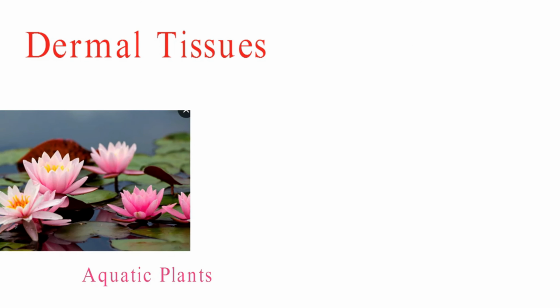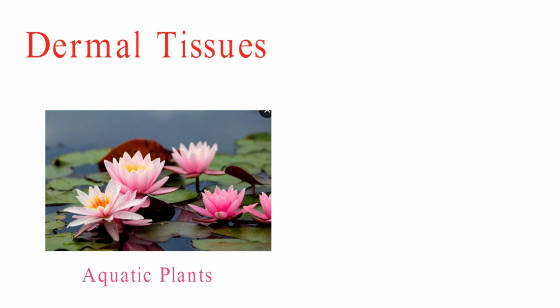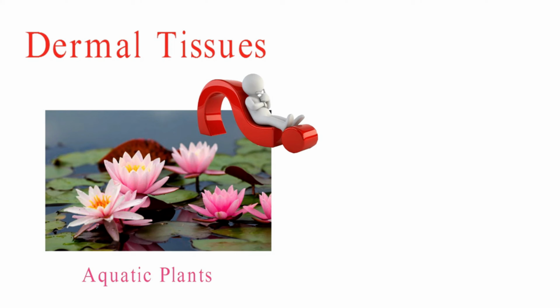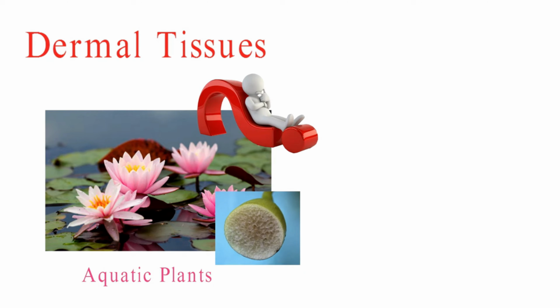Now, let's dive into the world of aquatic plants. They're like the aqua men of the plant world. But here's a puzzler. How do they manage to exchange gases and thrive underwater without drowning? The secret lies in specialized structures called sclerenchyma and lenticels. These structures create air channels that allow oxygen to reach submerged roots and other parts of the plant, ensuring they stay afloat and healthy.